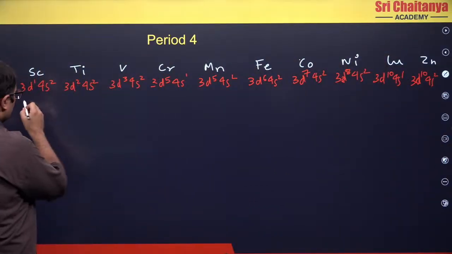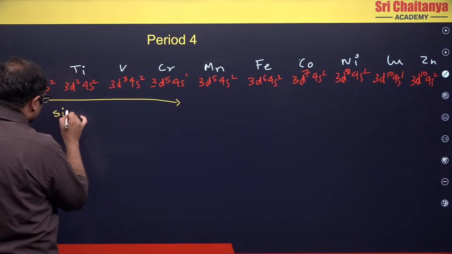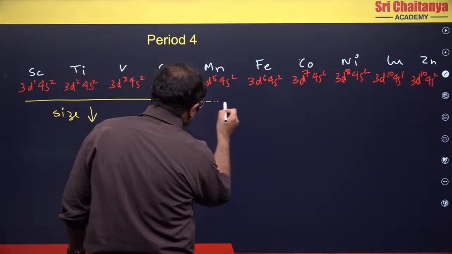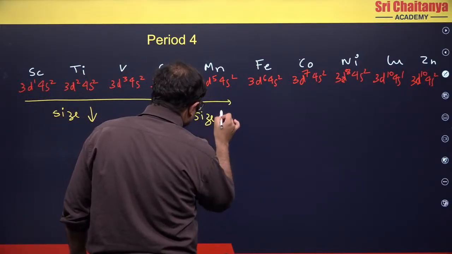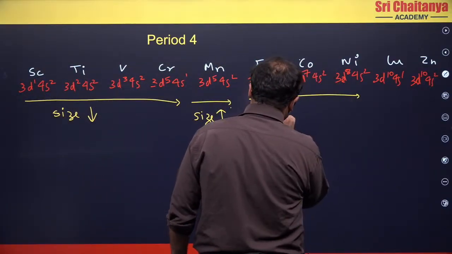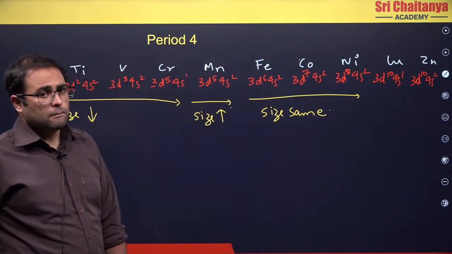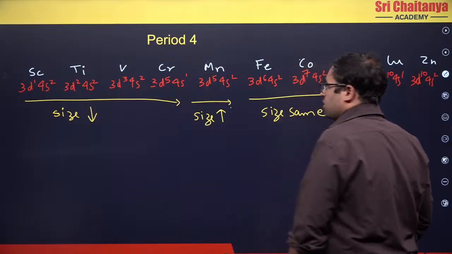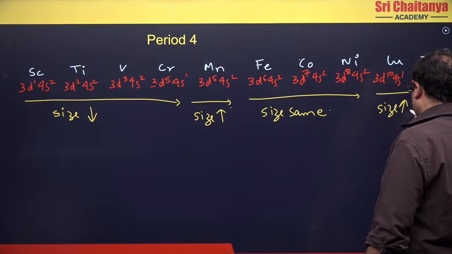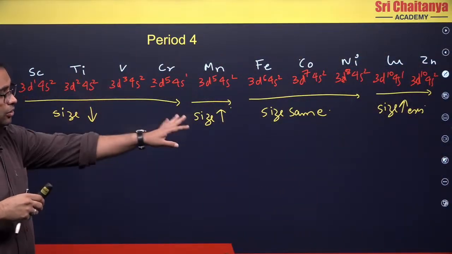Till where? Till here the size decreases. From here to here size increases. From here to here size remains same, okay, and from here to here size increases again. So how can we justify this particular order?